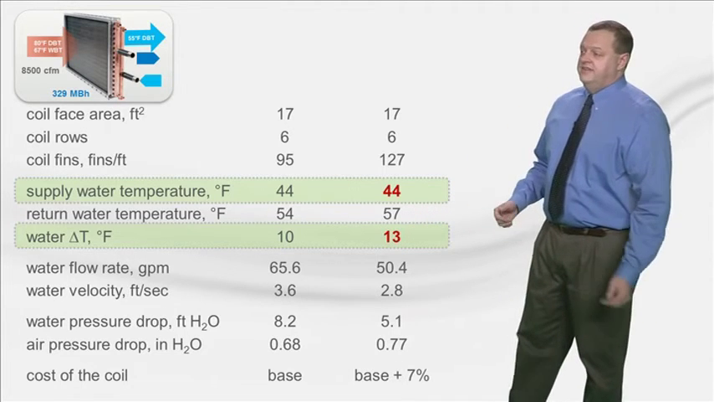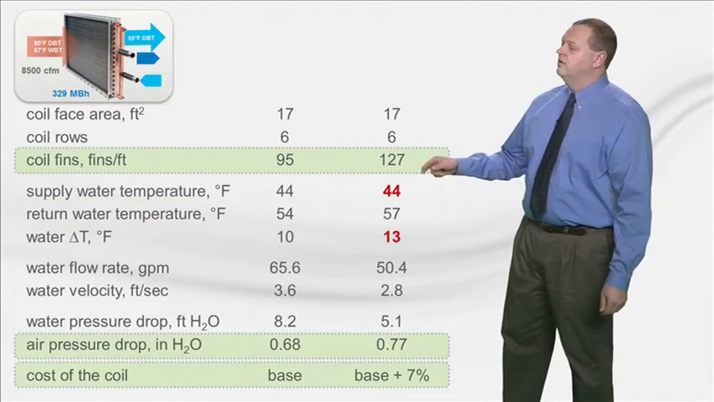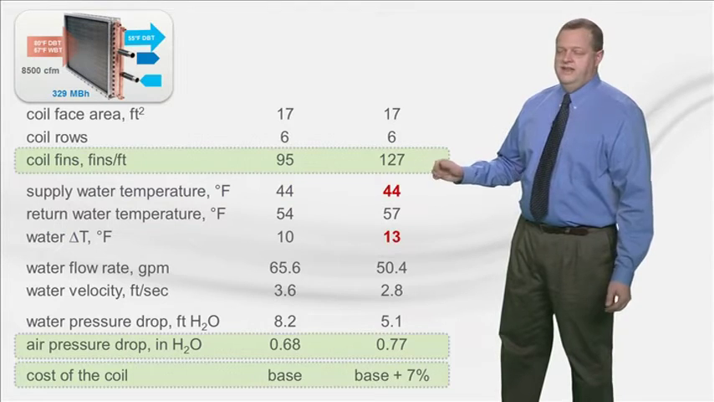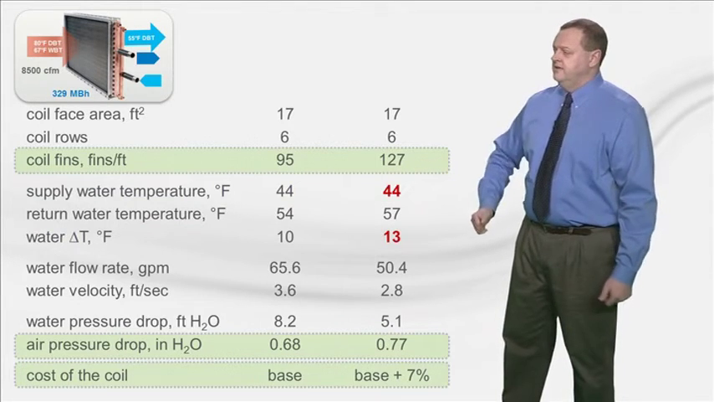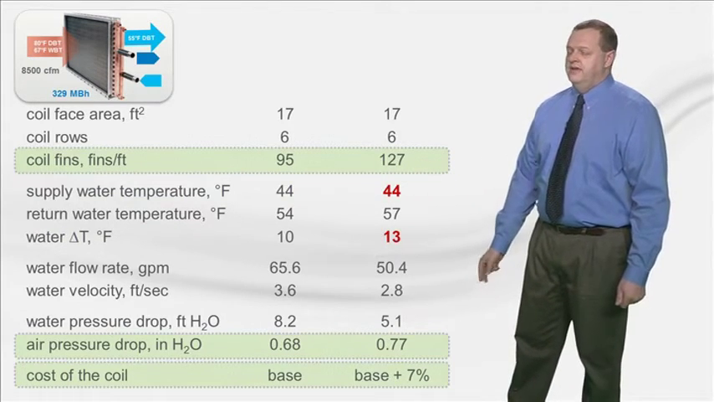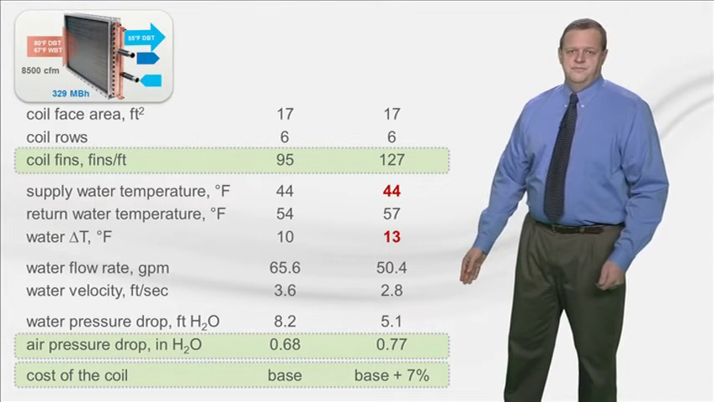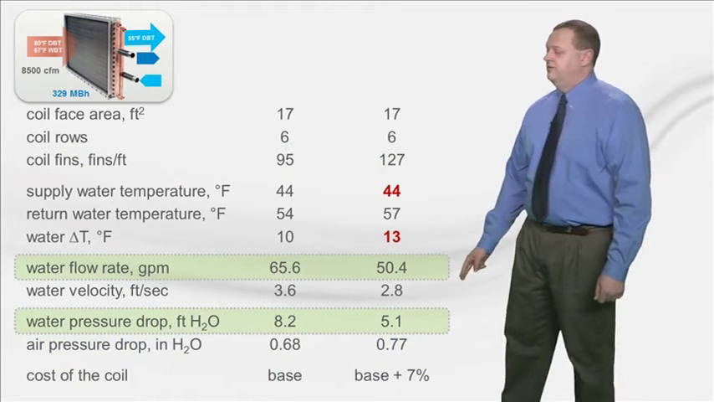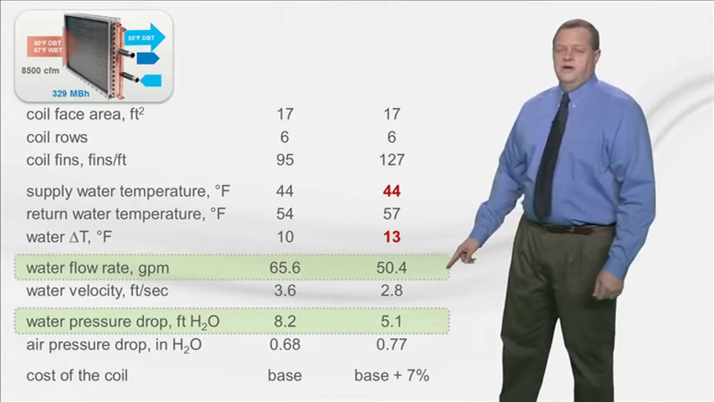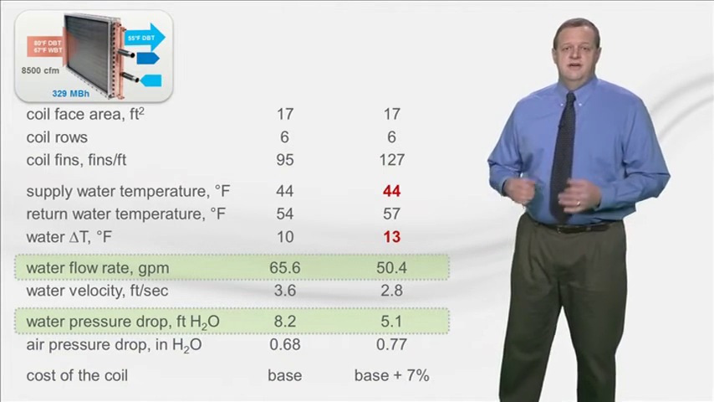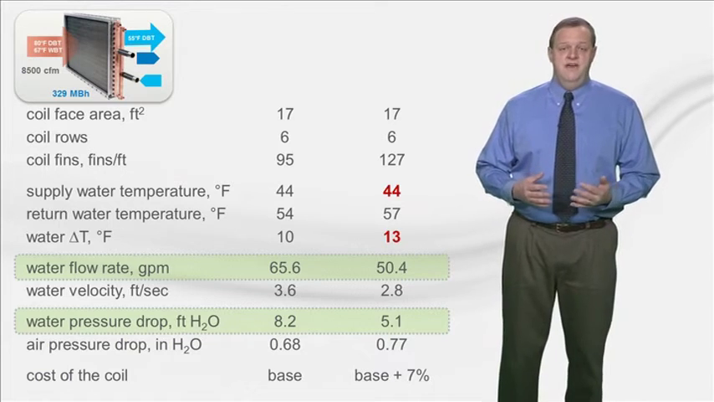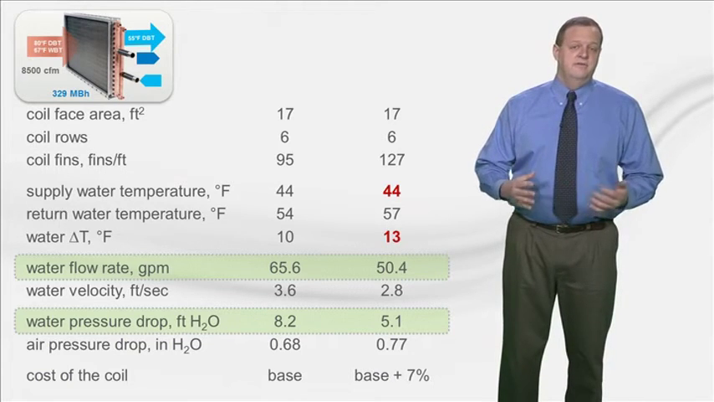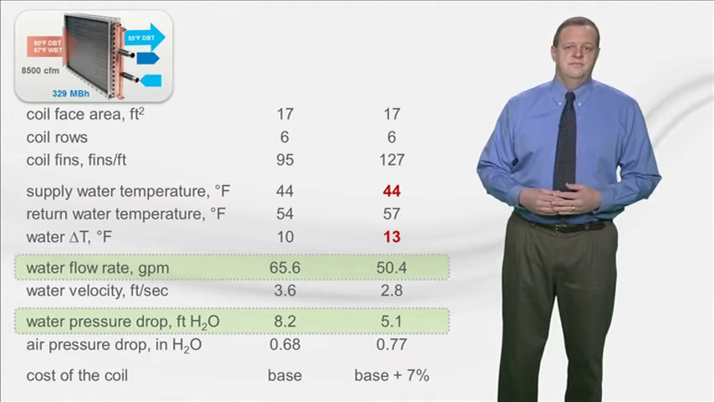Note that in order to deliver the same capacity, this coil requires more fins, that is, more surface area. This increases both the air pressure drop and the cost of that coil. But the big impact is a much lower water pressure drop and a lower water flow rate. This allows the pipes, pumps, and valves to be smaller and results in less pumping energy.